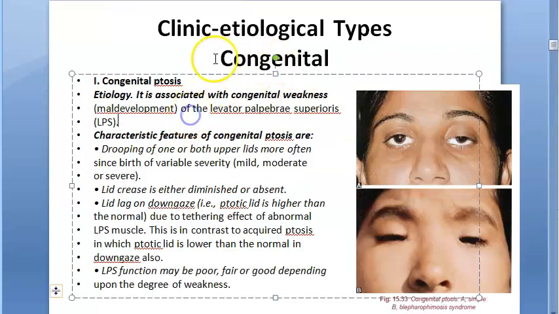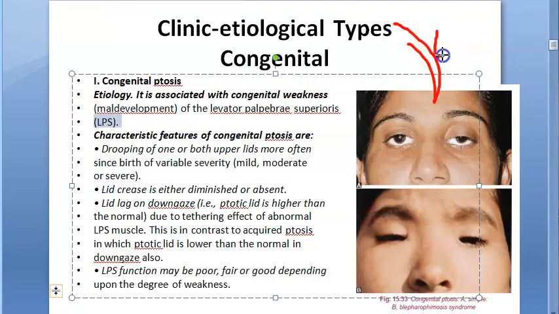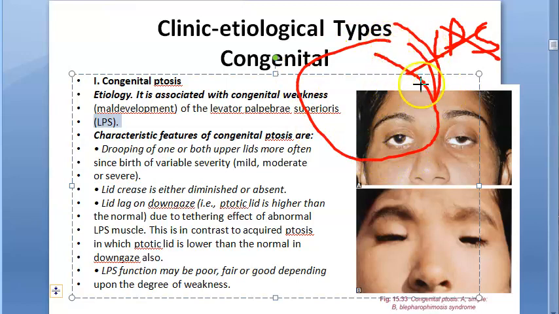So let us look at the congenital ptosis, guys. Congenital ptosis is associated with congenital weakness or maldevelopment of what? Of the levator palpebrae superioris, the LPS muscle. So in the upper eyelid, you have this LPS muscle, right? There is some problem with this muscle, maldevelopment. Here's your eyeball and here's your eyelid. The maldevelopment or the congenital weakness of this muscle will cause congenital ptosis. In congenital ptosis, they are blaming which muscle? Levator palpebrae superioris. Okay.